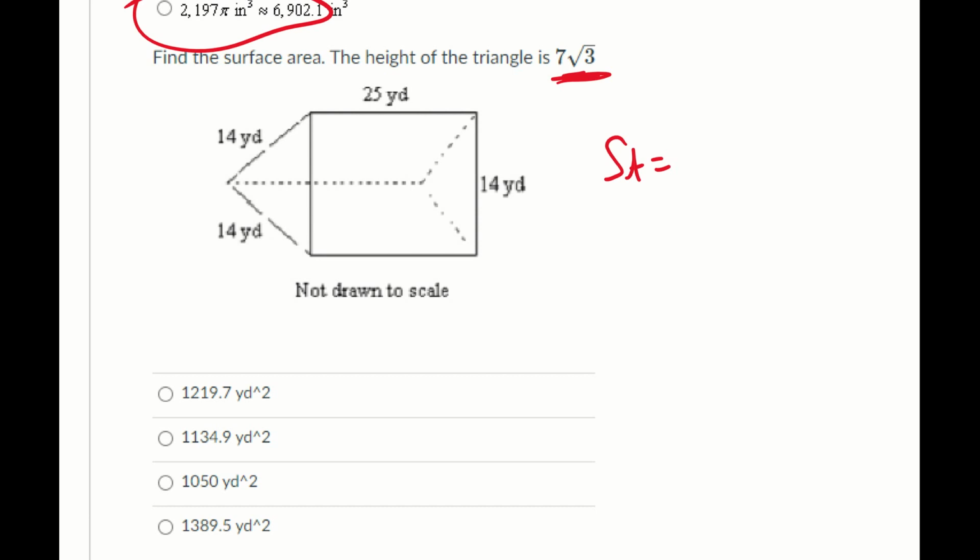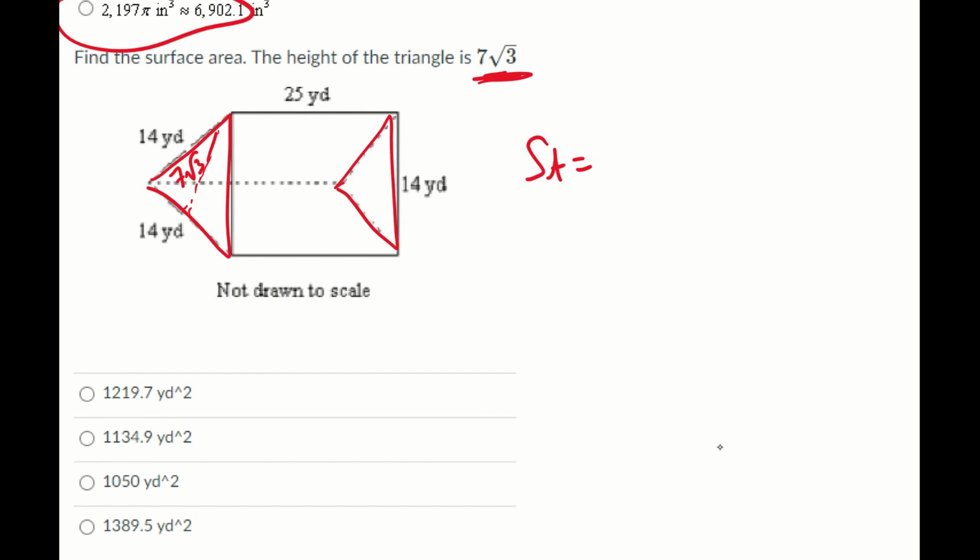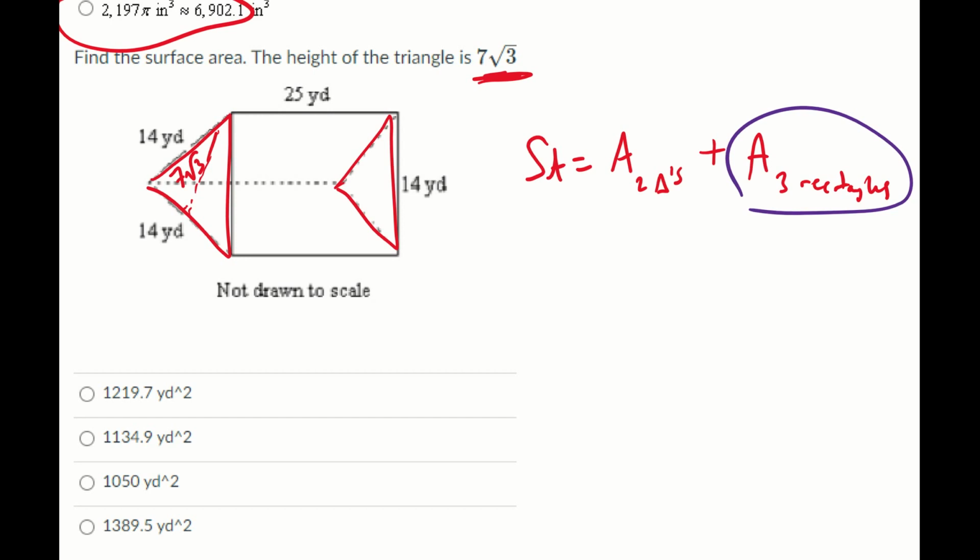Now the surface area of this is based off of, well, you have two triangles of which I gave you the height, and the base now. So the base is 14 of the triangle, and the height is 7 square root of 3. So you can find the area of that triangle. So the surface area is the area of those two triangles plus the area of the three rectangles. Okay, so we're going to add up those here, and then I'll do this in purple.